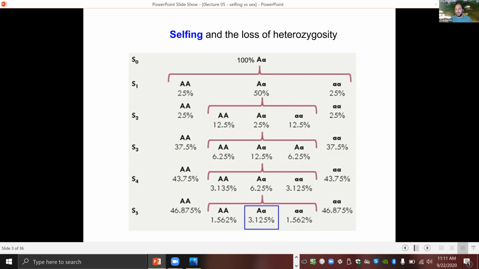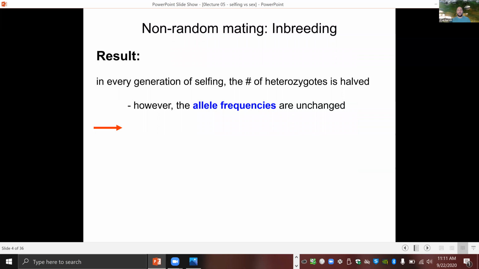So selfing can be thought of as kind of like the ultimate form of inbreeding. You're reproducing with a genetically identical individual, yourself, and that is similar to inbreeding in a way, where you tend to reproduce with genetically similar individuals. So the result is that every generation, the number of heterozygotes is cut in half.